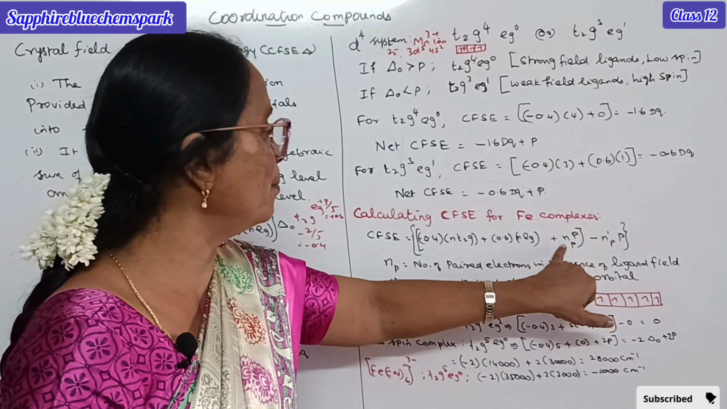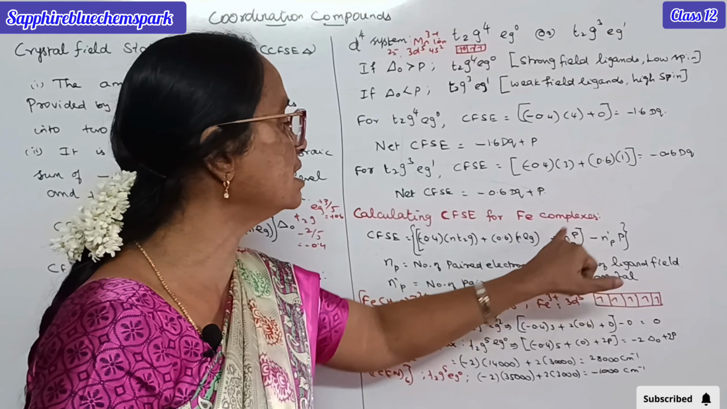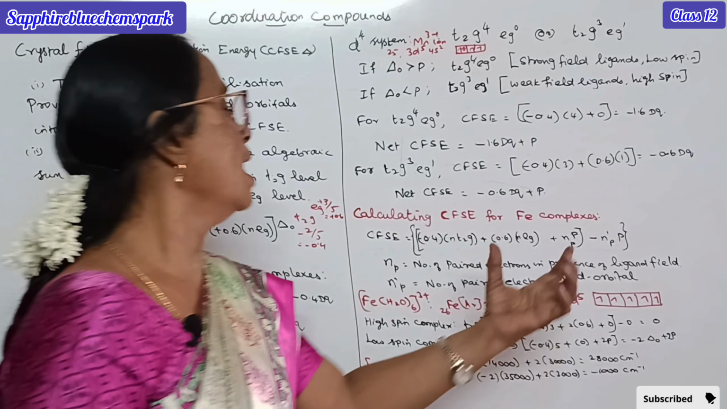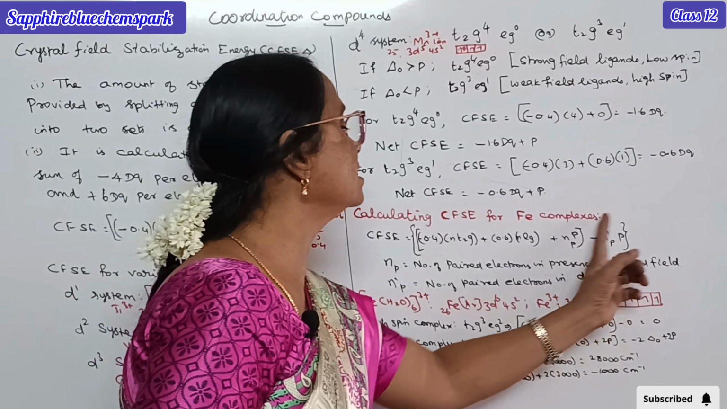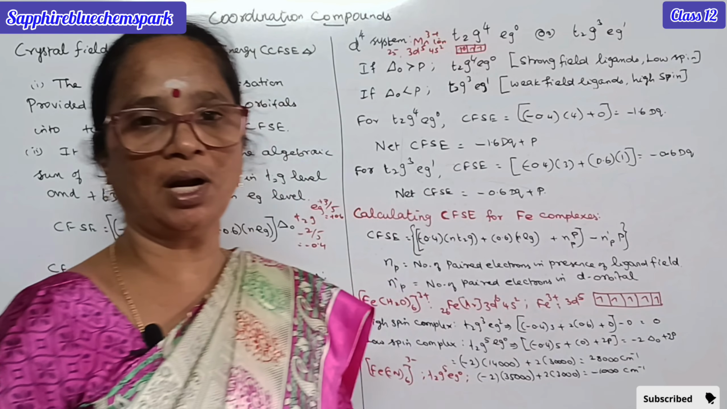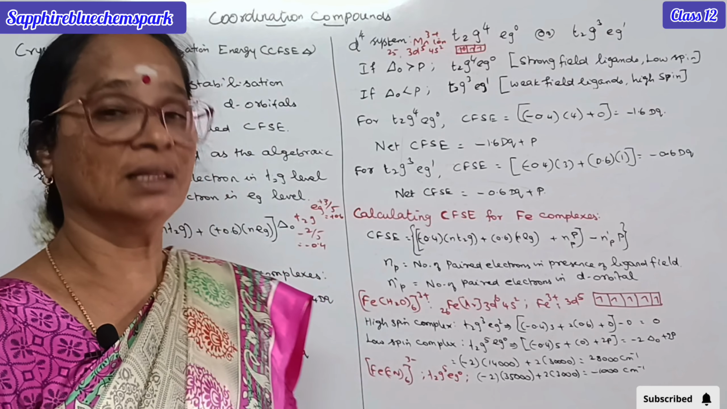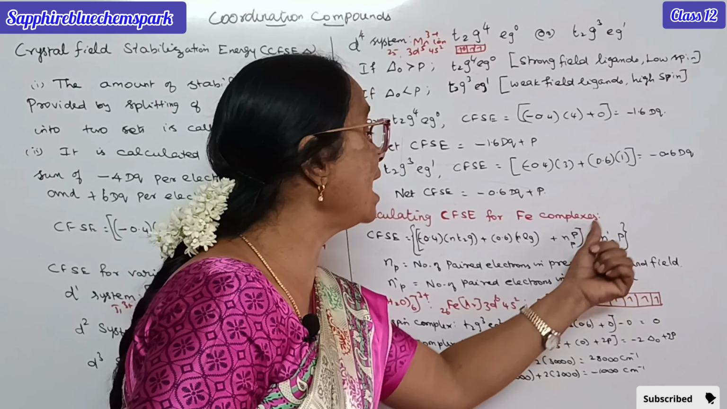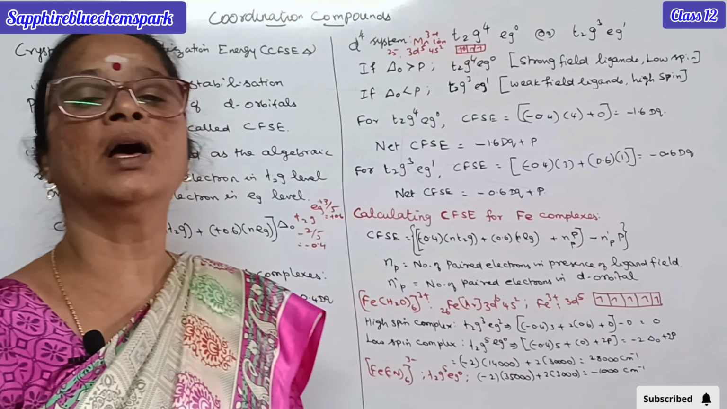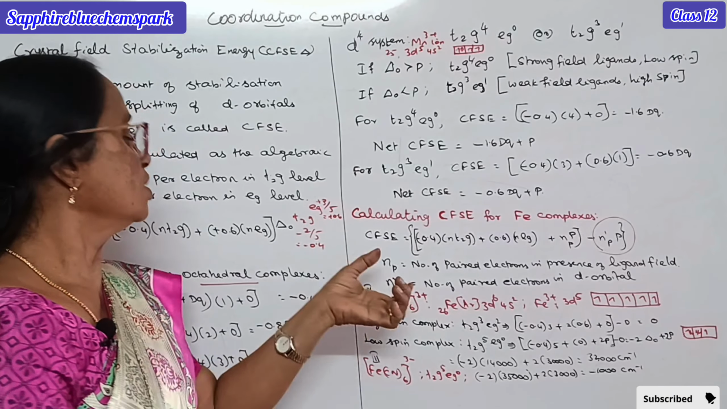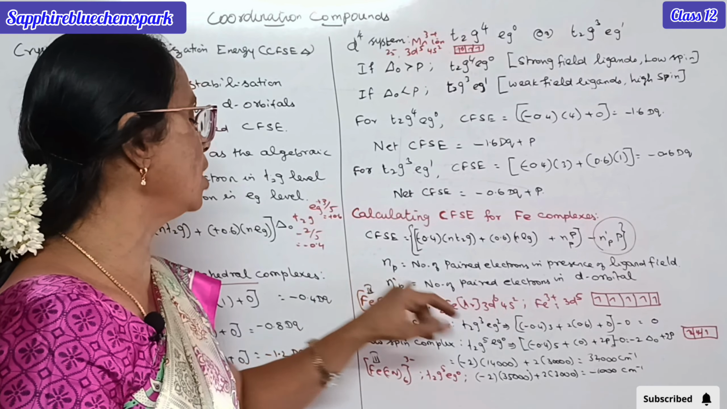What do you mean by n of P? This is the number of paired electrons in the d orbital in the presence of the ligand field. After adding all these values, n dash of P is subtracted. What do you mean by n dash of P? This is the number of paired electrons in the d orbital in the absence of the ligand field. So let us take an example of the hexaaqua iron(III) complex.